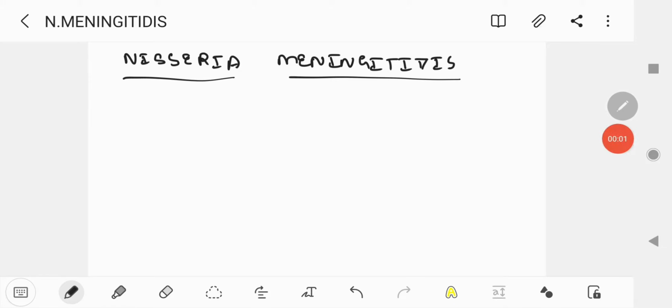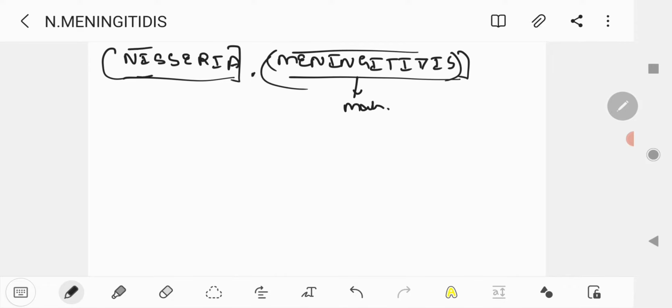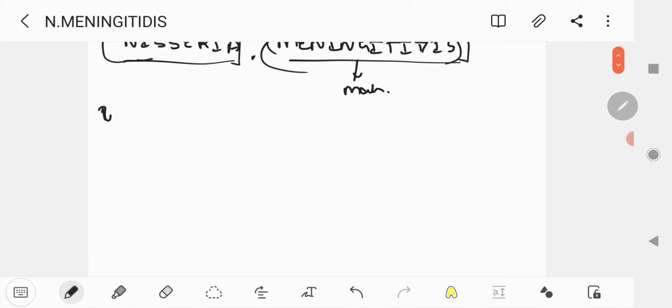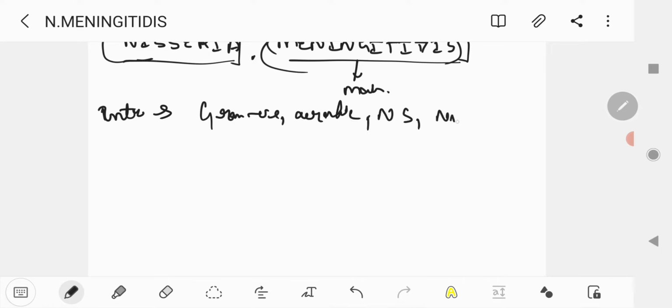Yes, so our next organism is Neisseria meningitidis, and you all have heard about this organism. It is basically the main organism which causes meningitis. Okay, so it is the main cause. Then in the introductory part, you can see that it is a gram-negative organism, aerobic, non-sporing, non-motile, and it is a diplococcus. Okay, so it occurs in pairs.